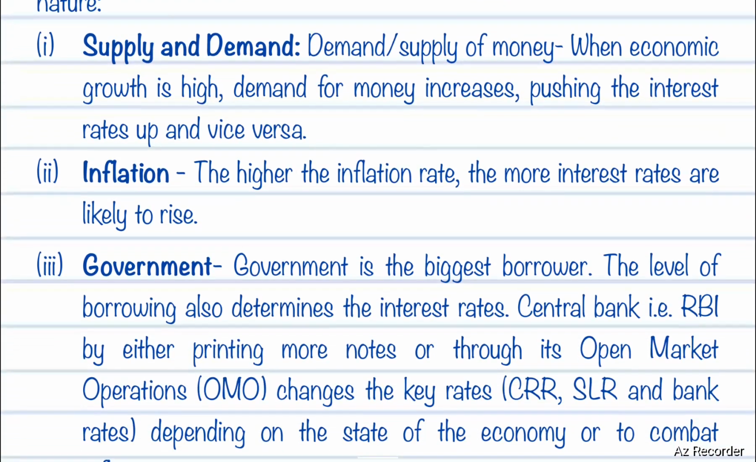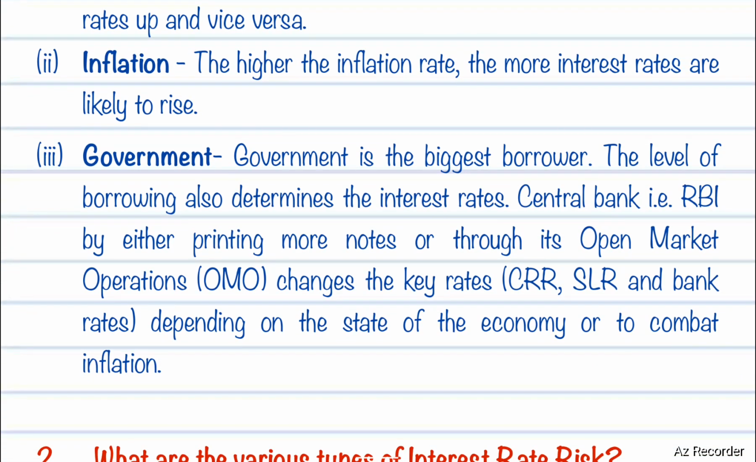versa. Second, inflation. Higher the inflation rate, the more interest rates are likely to rise. Third, government. Government is the biggest borrower. The level of borrowing also determines the interest rates. Central bank, that is RBI, by either printing more notes or through its open market operations, OMO, changes the key rates, CRR, SLR, and bank rates, depending upon the state of economy or to combat inflation.